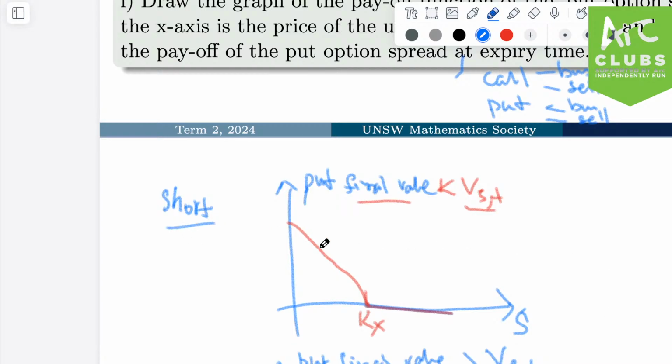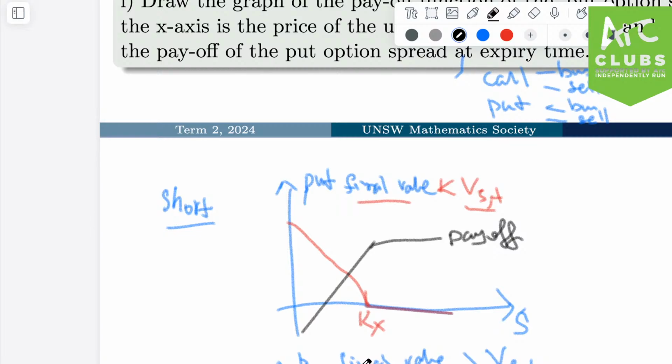And for the short position, we are losing money if the put value is really large, right? So maybe let's use another color. I keep losing money at the beginning, and then if the put value becomes lower, I'm actually making money. It's a bit hard to get our head around. So I'm losing money at the beginning, and then I start to make money. And this is my payoff for the short position.